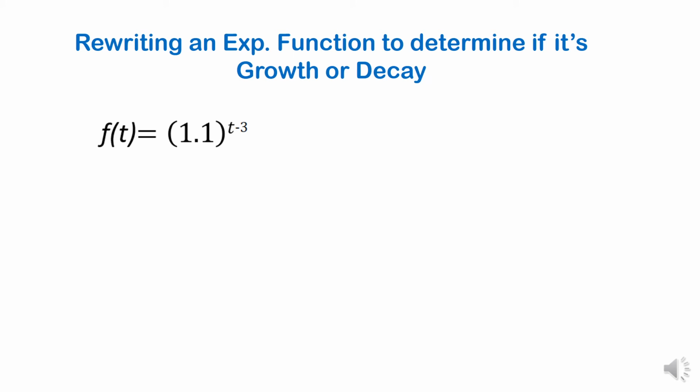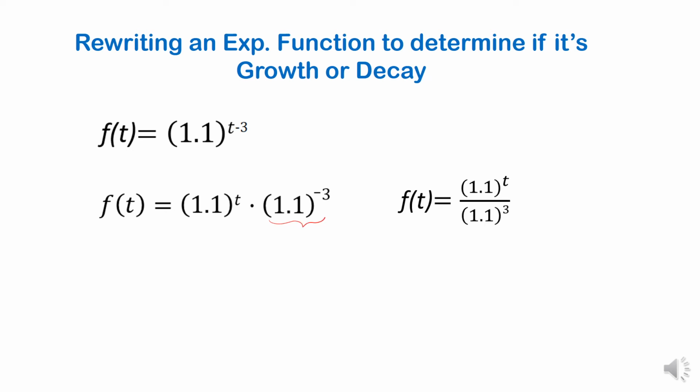Okay, now for this one, we're going to remember the same rule we used before, so we're going to separate them. We're going to put 1.1 to the t times 1.1 to the negative 3. And you could put this one in front, commutative property, it's okay. Then you're going to calculate this. Be careful when you calculate it. This is what it looks like. So if I calculate this, I am going to get 1.331. Do not think you are done, because this is actually 1 over 1.331 times 1.1 to the t.